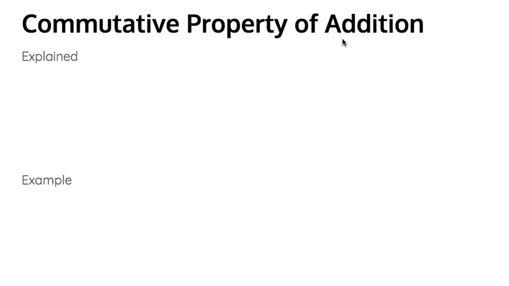Commutative property of addition. So again, we've got some addition happening. When you commute, you move. Commuting is going from one place to another. I start out at home. When I commute to work, I start out at home and I end up at work. I've changed my position. That's what commuting is in math.